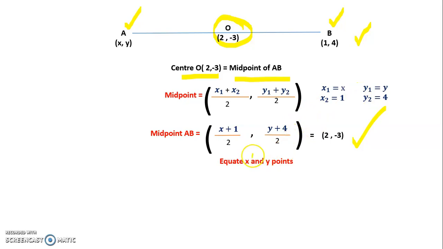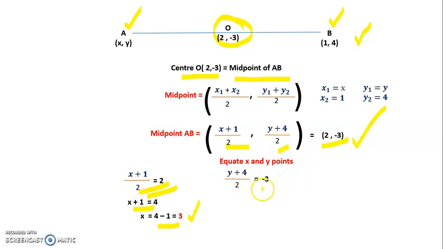So that means equate the x coordinates. Here (x plus 1) by 2 equals 2. By cross multiplication, x plus 1 equals 4. Then after transposing, x equals 3. You may do the same process for y: (y plus 4) by 2 equals -3. After cross multiplication, y plus 4 equals -6. After transposing, y equals -10. So then you get the coordinates: (3, -10) is the A coordinate.